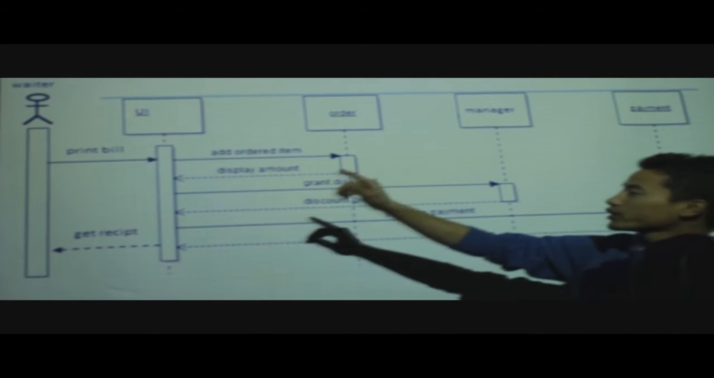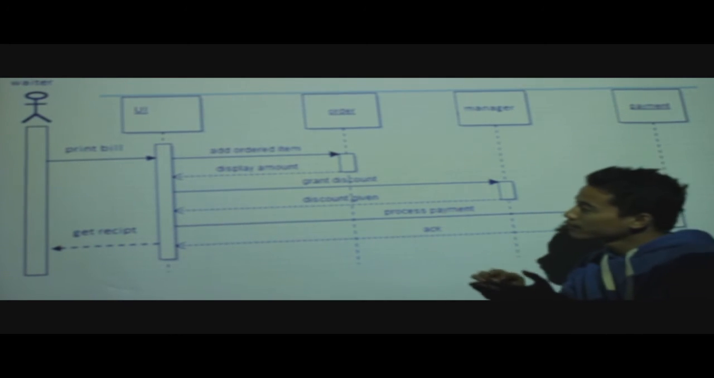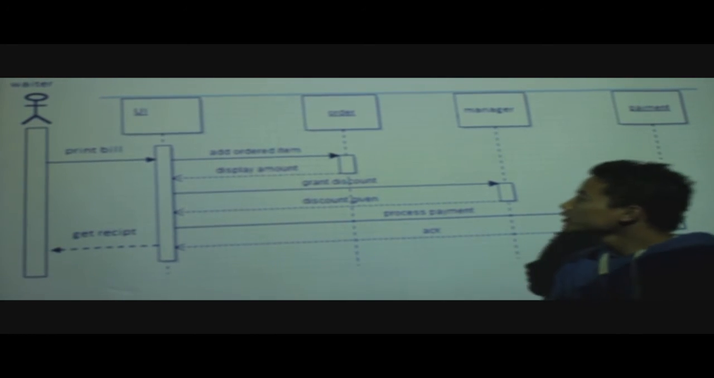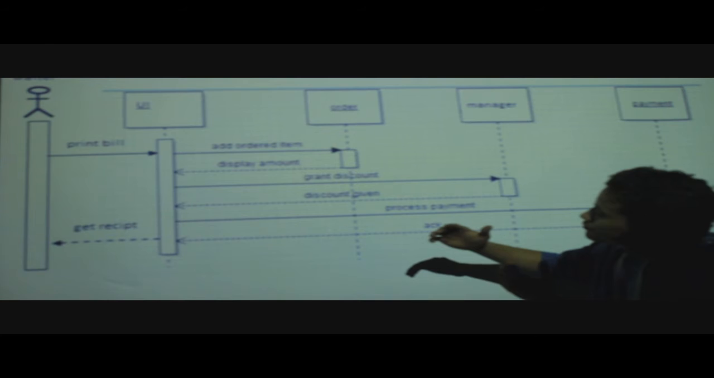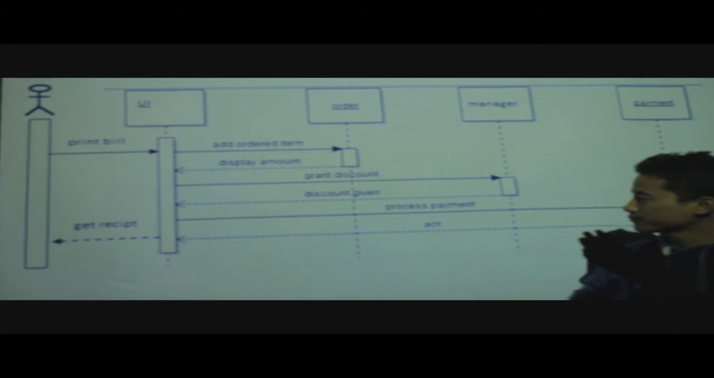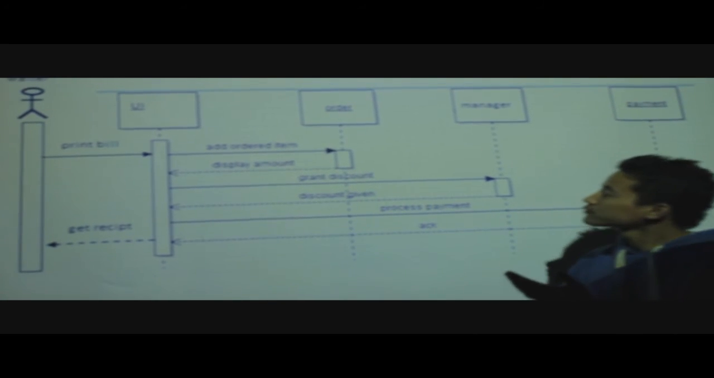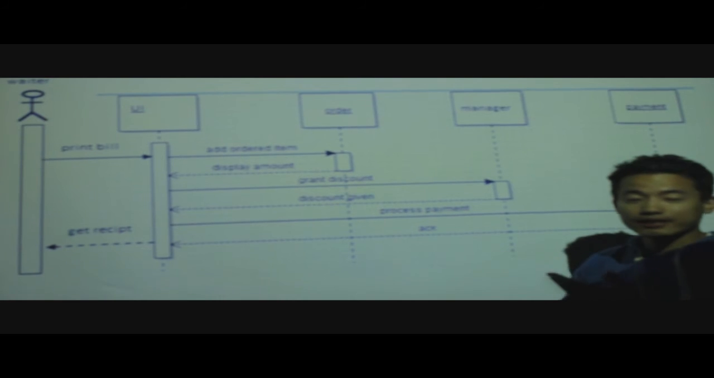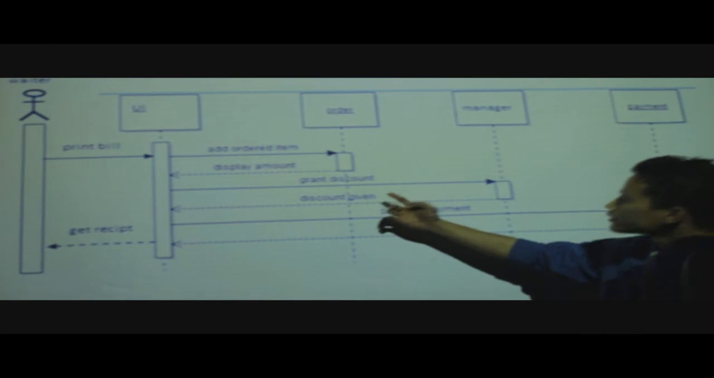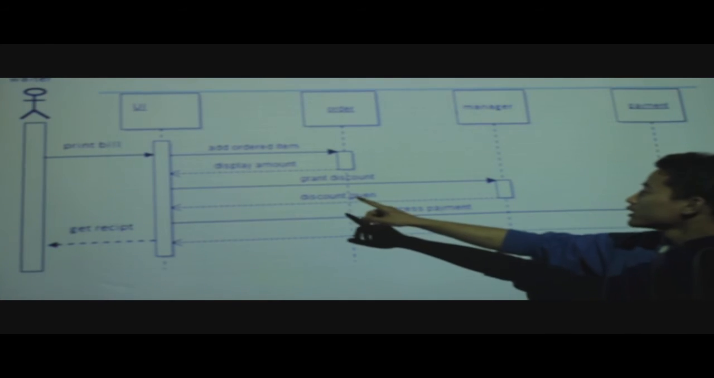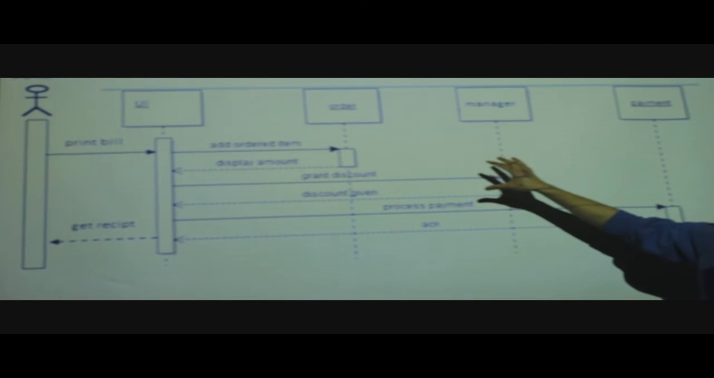In the user interface, a waiter adds the order that is asked for by the customer. Then the total amount ordered by the customer is displayed on the screen. After the added orders and the total amount are displayed, the amount of the discount that the customer is supposed to get is sent to the manager. The manager is the one who gives the discount to the customer.